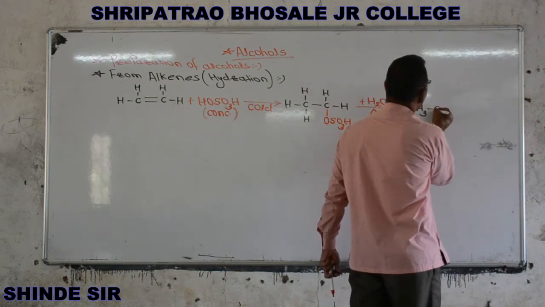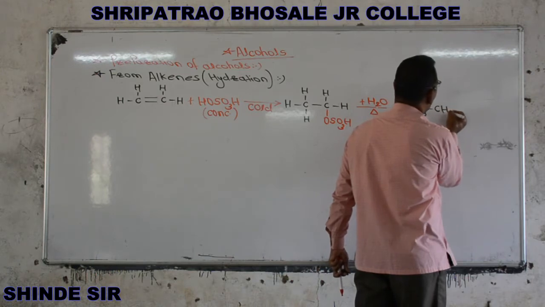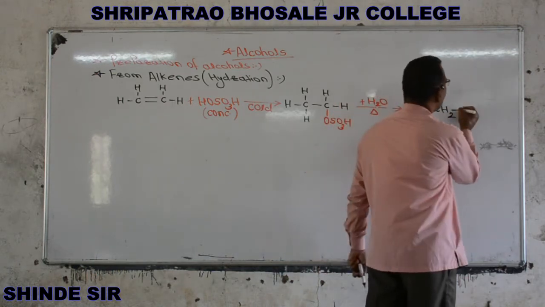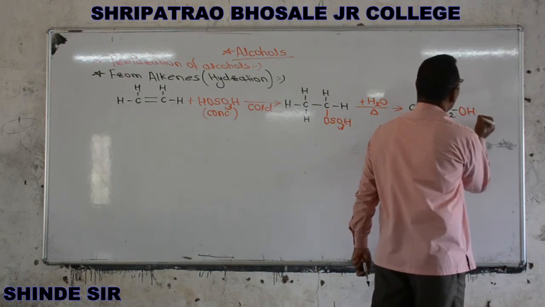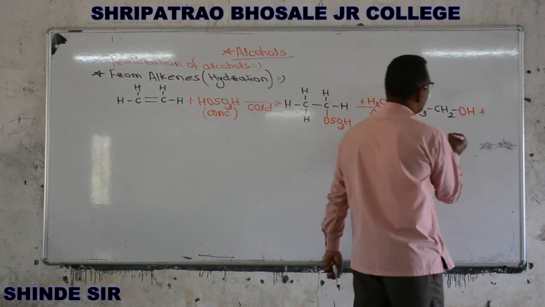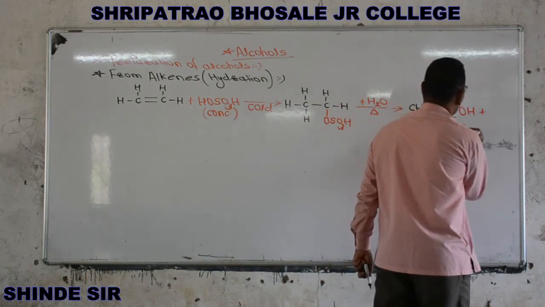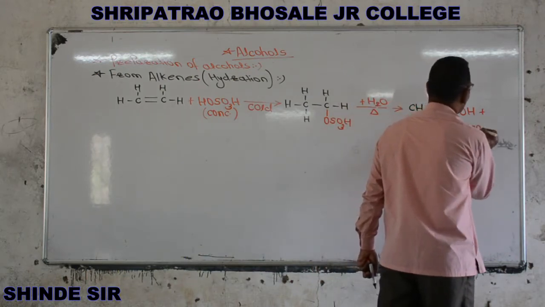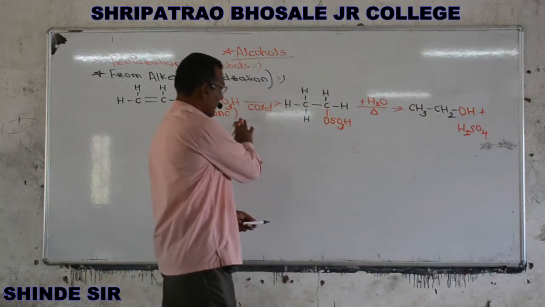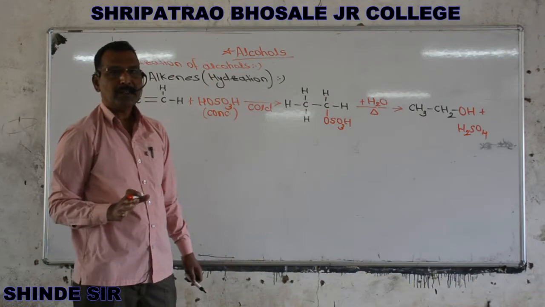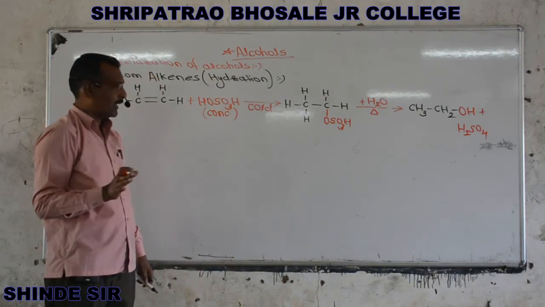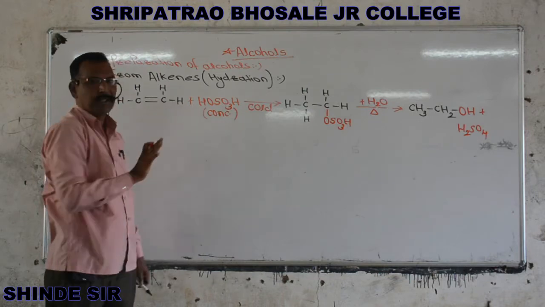That is the formation of ethyl alcohol plus, again, H plus reacts and forms sulfuric acid. So in this way we can obtain ethyl alcohol by the hydration of alkenes, here the hydration of ethene.